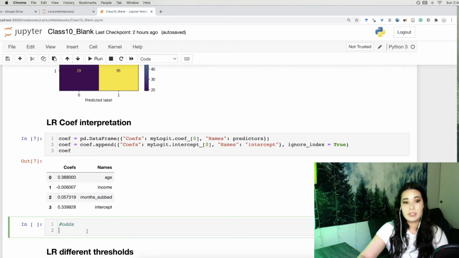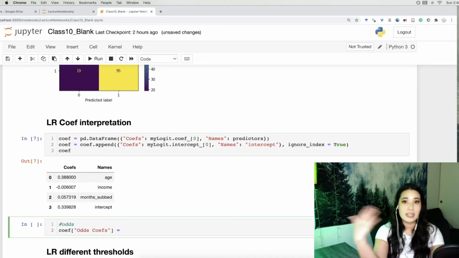So the way that we do that is, well, practically by adding a column to our data frame. We'll say coef bracket odds coefs equals, and all we're going to do is take the existing coefs column and exponentiate them. In other words, take e to the power of whatever the coefficient is.